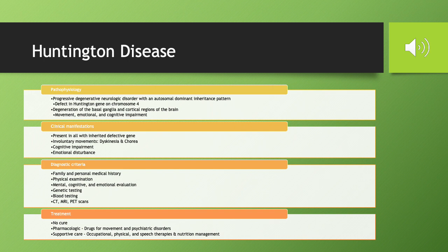And of course, because this is a neurological disorder, you'll have CTs, MRIs, and PET scans. And of course, they'll do some serum blood testing. Unfortunately, there is no cure, but they will give you psychiatric drugs to help with the cognitive and the emotional issues. And then they'll give you drugs for dyskinesia to help with the muscle spasms and things that happen associated with that. The supportive care is normally physical therapy and speech therapy. Of course, you have to manage your nutrition, and there is occupational therapy as well.